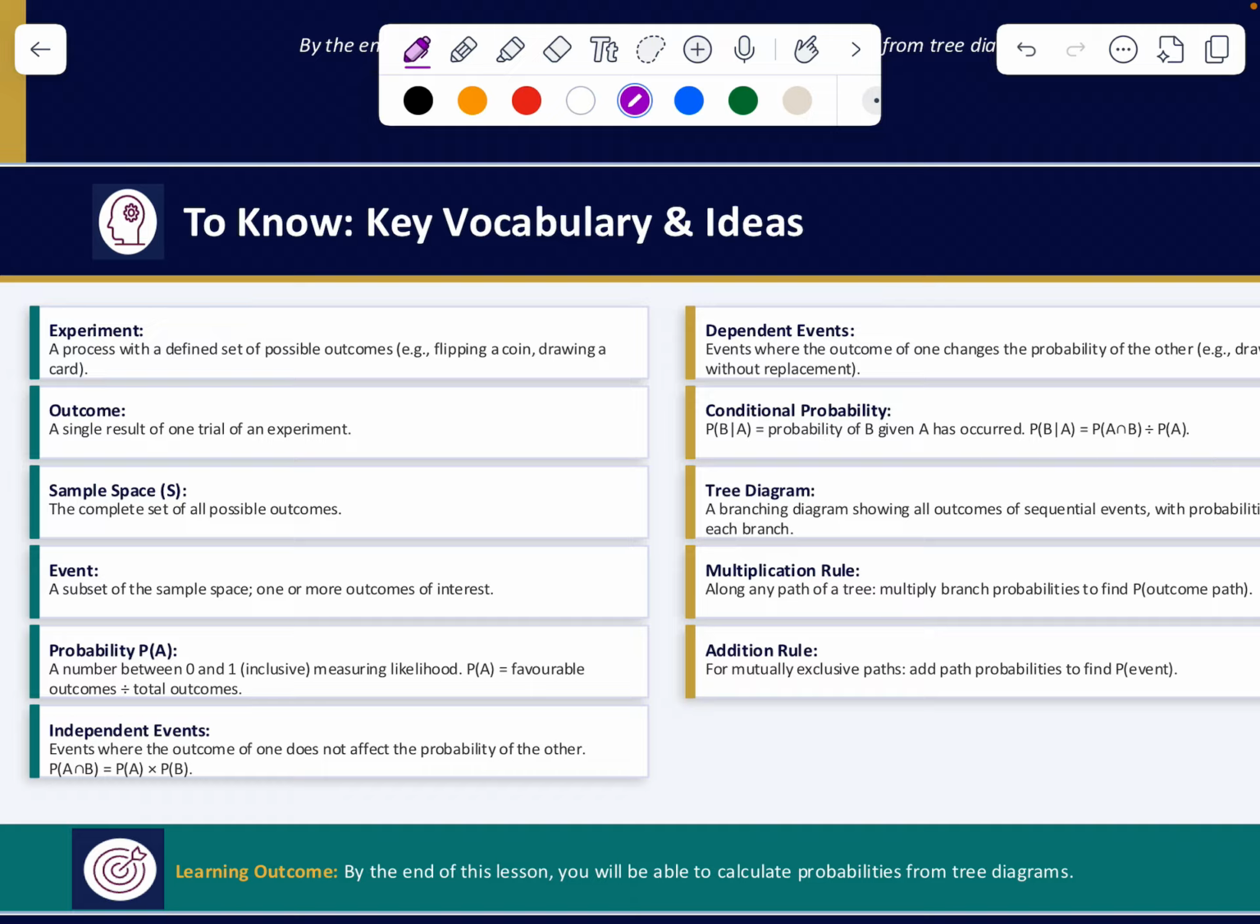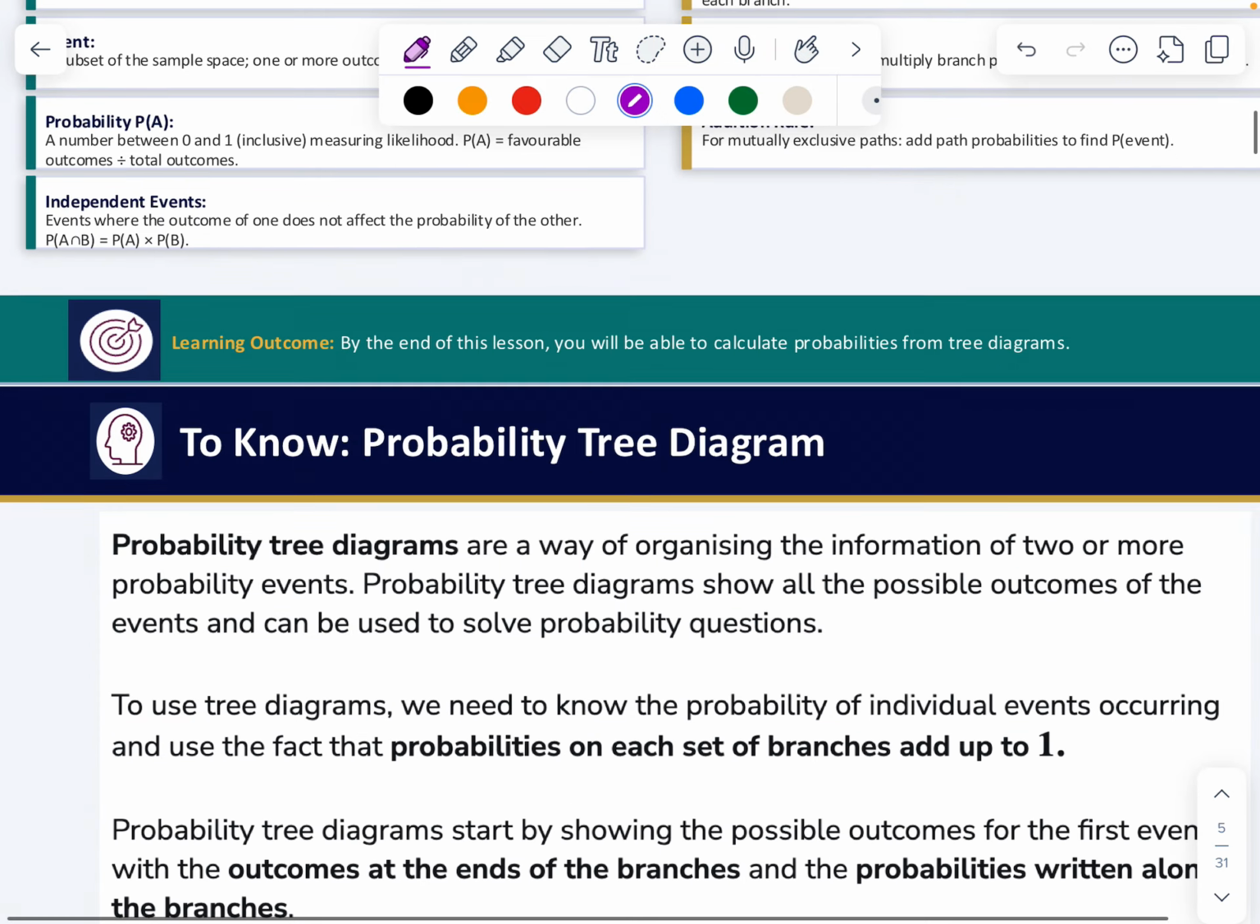We'll use things like what is the outcome from a single trial. There's a sample space diagram, which we'll look at eventually. It's super easy. We'll say things like event, the probability, independent events. On the right-hand side, there's things like dependent events. So that means that one outcome is affected by the other. We spoke about conditional probability, and we're going to have a little look at tree diagrams, okay?